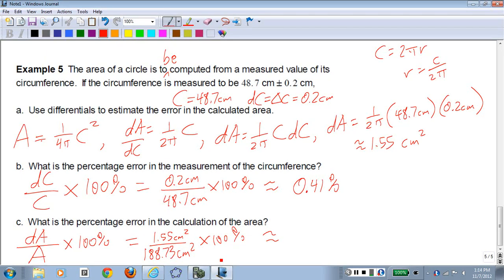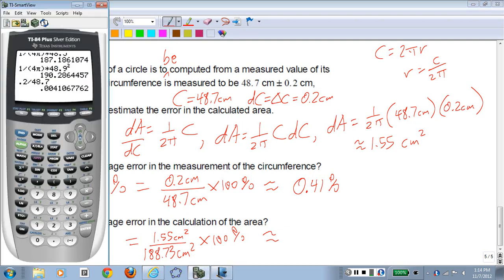I think a good question would be, if our estimate of the circumference is off by only 0.41% of the actual circumference, does that mean that our calculated value of the area is going to be off by no more than 0.41% of the actual area? Well, maybe.